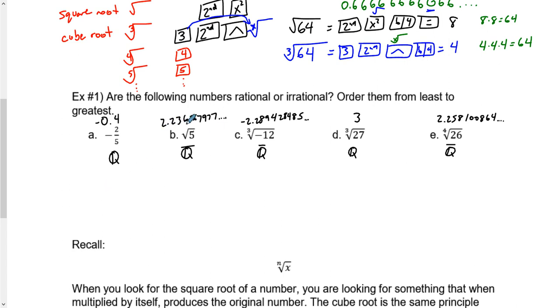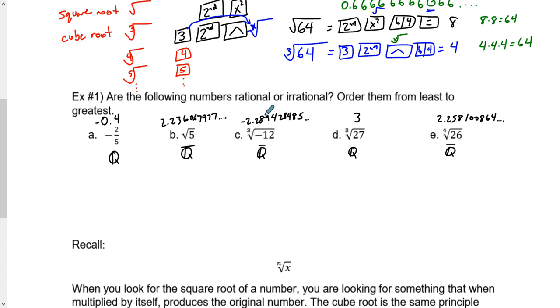If I write 2.236067977, that is not the square root of 5. That's a decimal approximation because you can't write enough decimals to have exactly the square root of 5. Why am I going to write 2.236067977 when I can just write square root of 5?